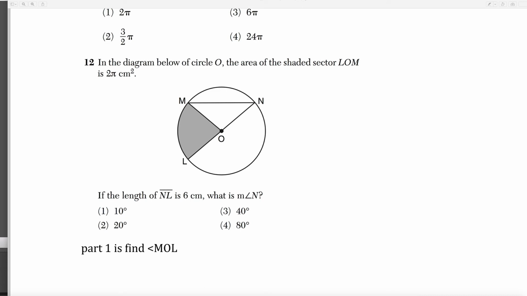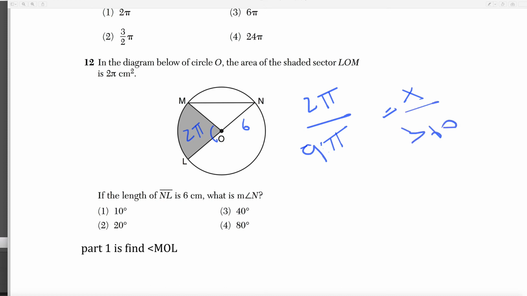And then this last one here, NL is 6. Angle N, they want to know, and they said that the area of this is 2 pi. So first you have to find this angle. You say 2 pi over 36 pi over 9 equals x over 360, because 6 is the diameter, so the radius is 3. Over 9 pi equals x over 360.